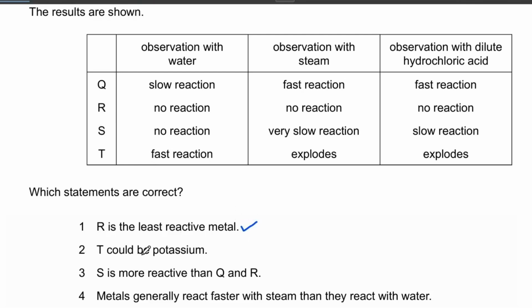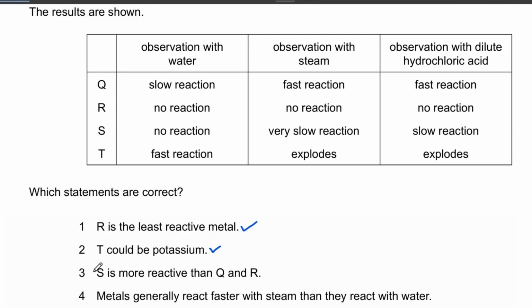Option 2, T could be potassium. Okay, let's look at T. Fast reaction with water, explode with steam, and then explode with hydrochloric acid. Yes, truly it could be potassium. Why? Because potassium is in group 1. Group 1 elements are highly reactive. Not just in group 1, but it is at the top.